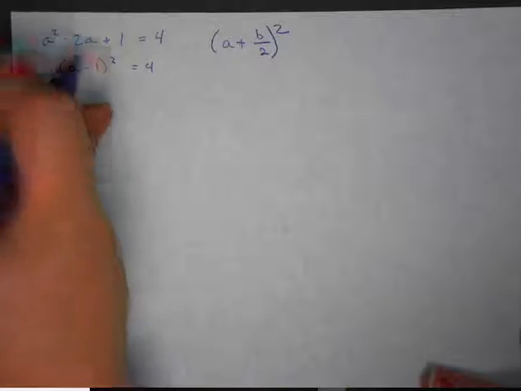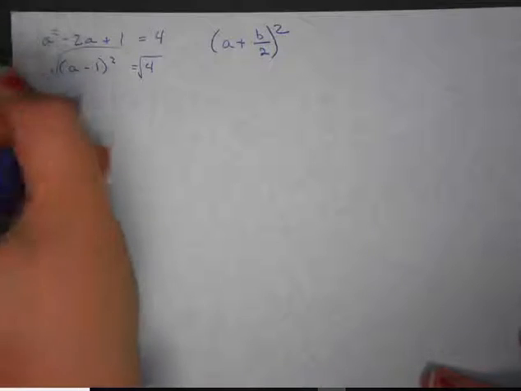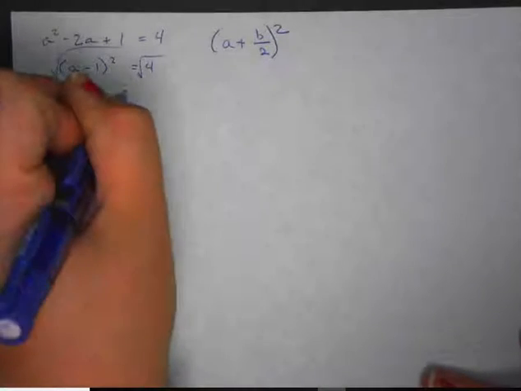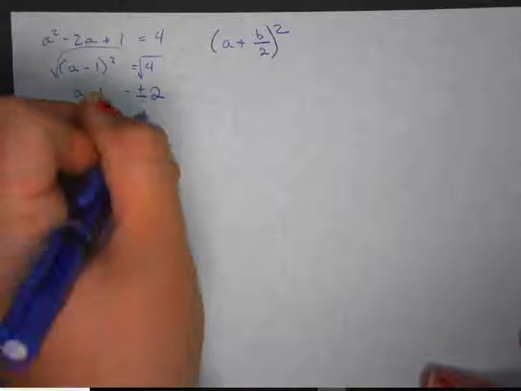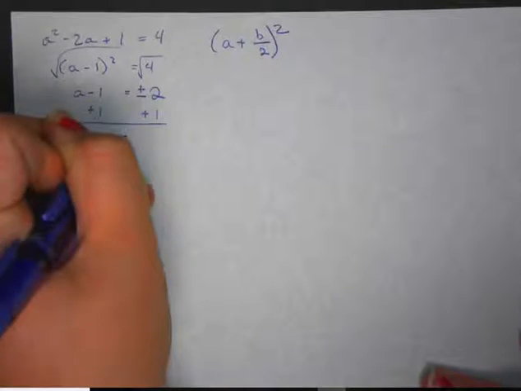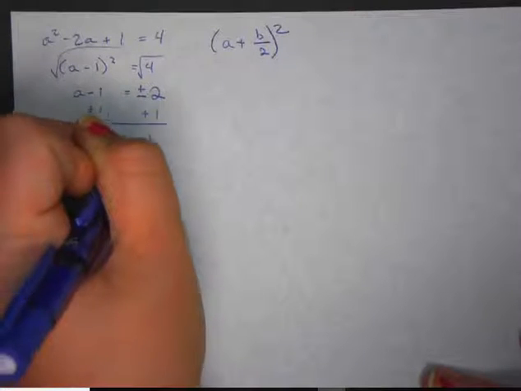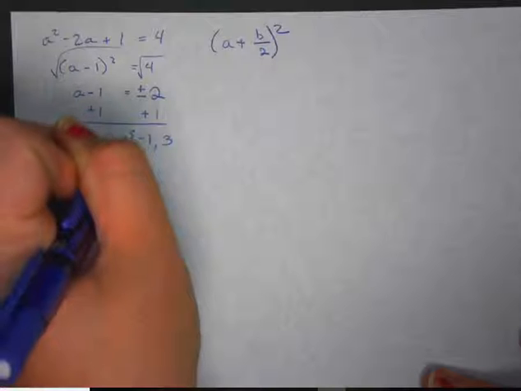I'm going to go ahead and undo again. So now I'm going to undo the square. I have a minus 1 equals plus or minus 2. And I'm going to add 1 to both sides. And then I'm going to have a equals negative 1 and positive 3.